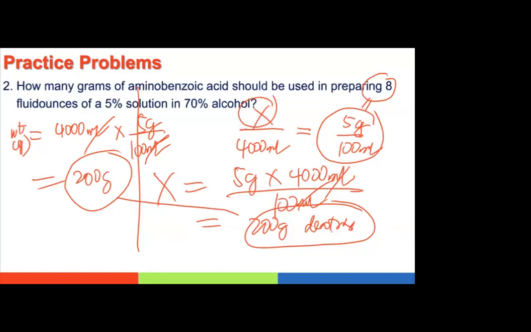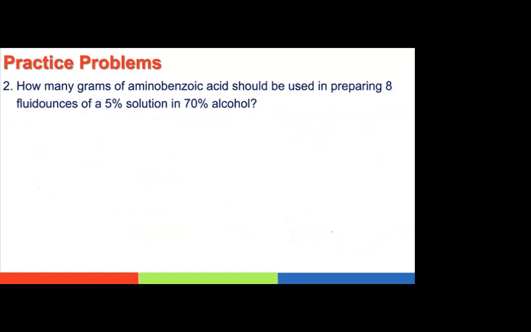How many grams? How many grams of aminobenzoic acid should be used in 70% alcohol? What's your answer? 100. Okay. So what solution did you use, dimensional analysis or ratio and proportion method? Ratio. It depends. Personally, class, I prefer ratio and proportion.